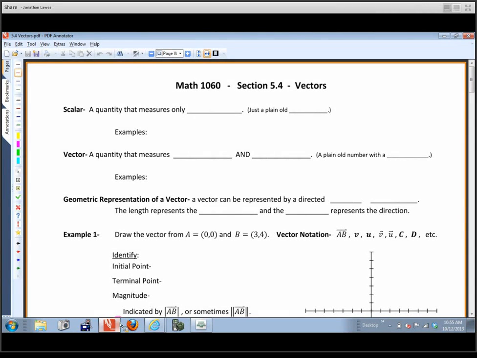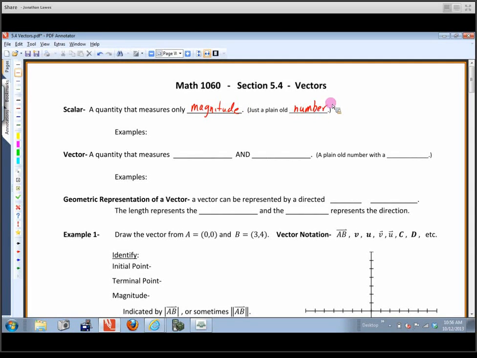So let's start off by talking about what a scalar is. You've probably heard of a scalar before. You probably used that in your college algebra class when you were talking about matrices. But a scalar is a quantity that measures only magnitude. It only measures how big things are, and it's just a plain old number.